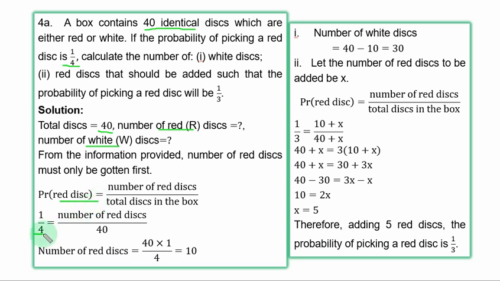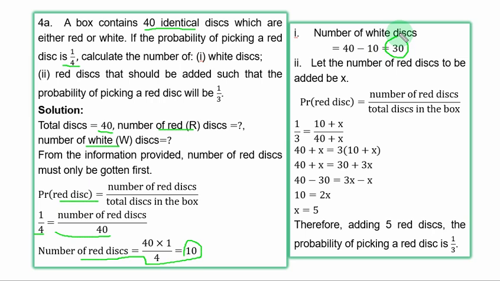That is 1 over 4 equal to number of red discs over 40. If you cross multiply and divide both sides by 4, you have number of red discs equal to 40 times 1 divided by 4, and that is 10. Therefore, number of white discs becomes total number of discs in the box minus number of red discs, 10. That is 40 minus 10, you have 30.